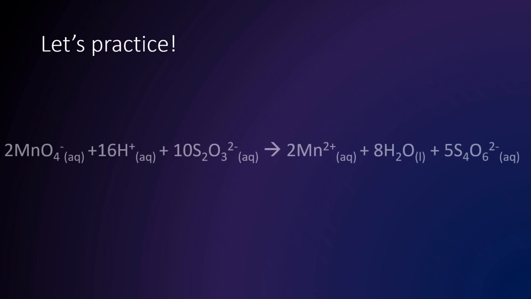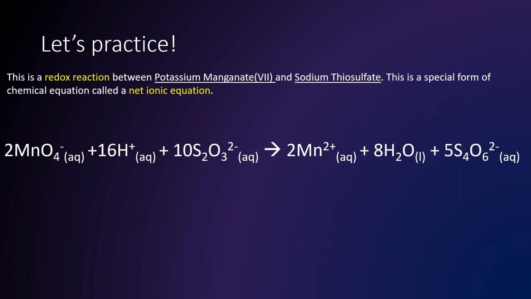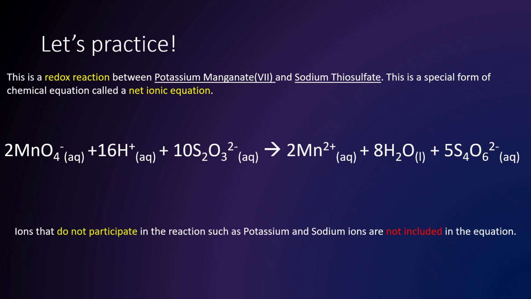We have come to the last equation we're covering in this video. This is the redox reaction between potassium manganate 7 and sodium thiosulfate. This is a special form of chemical equation called a net ionic equation. We have covered what a net ionic equation is earlier in the video. Ions that do not participate in the reaction, such as potassium and sodium ions, are not included in the equation. They are known as spectator ions.